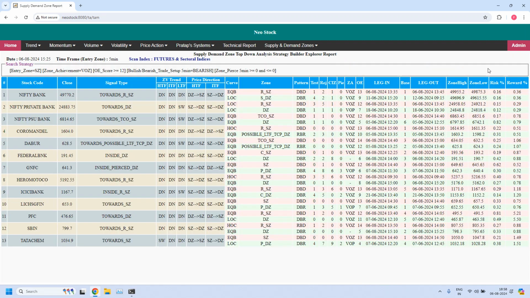Now let us filter the stocks. So 13 stocks are filtered. Out of these 13, how many are having confluence with ITF time frame? Let us check.